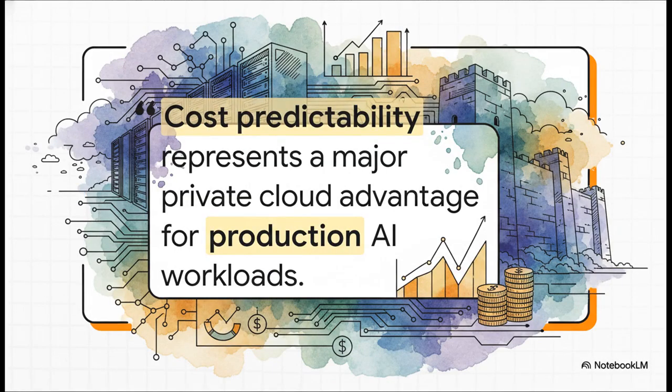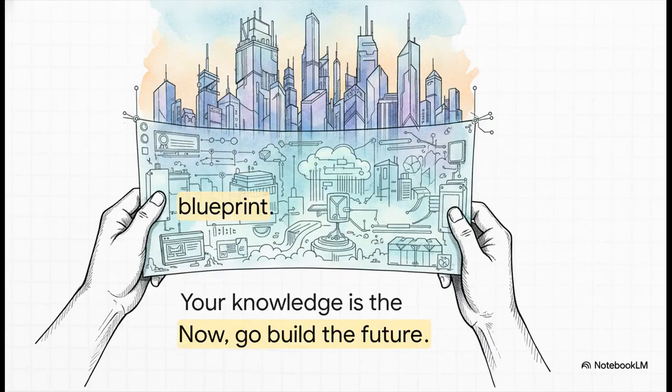And here it is. The final lesson is this. Public cloud is amazing for experimenting, for trying things out. But when you're talking about sustained 24/7 production-level AI workloads, the cost predictability of a private cloud becomes its single most powerful, most compelling advantage. Period.